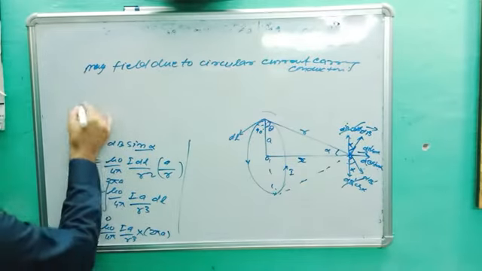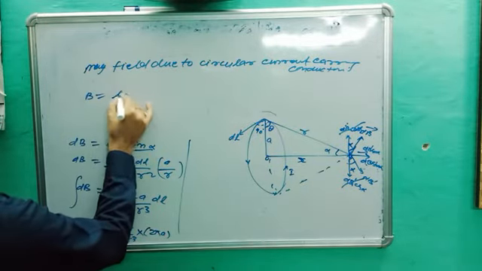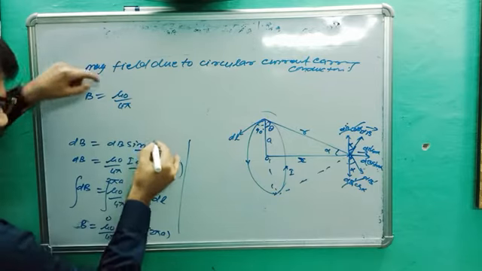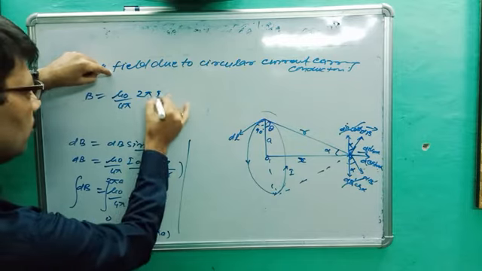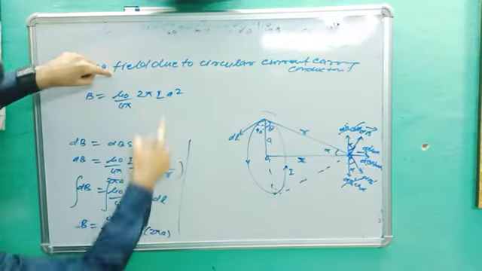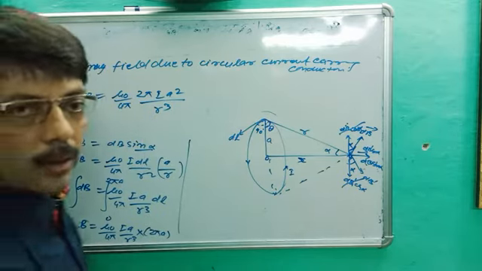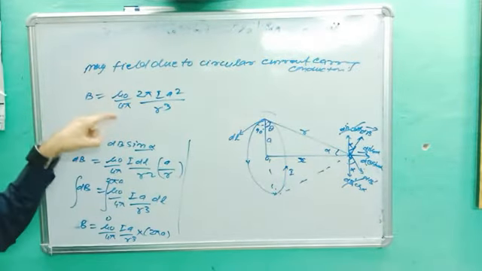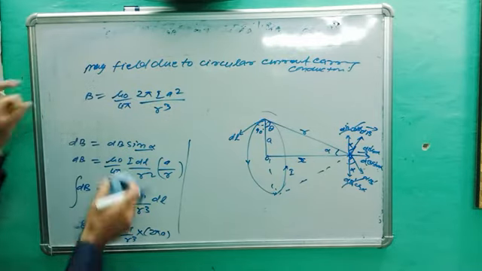So we will get B is equal to mu naught upon 4 pi, 2 pi I into a square divided by r cube. Are you getting the point? B is equal to mu naught upon 4 pi, 2 pi I a square upon r cube. If you want, you can cancel the pi, but it will be better to put it in that form.